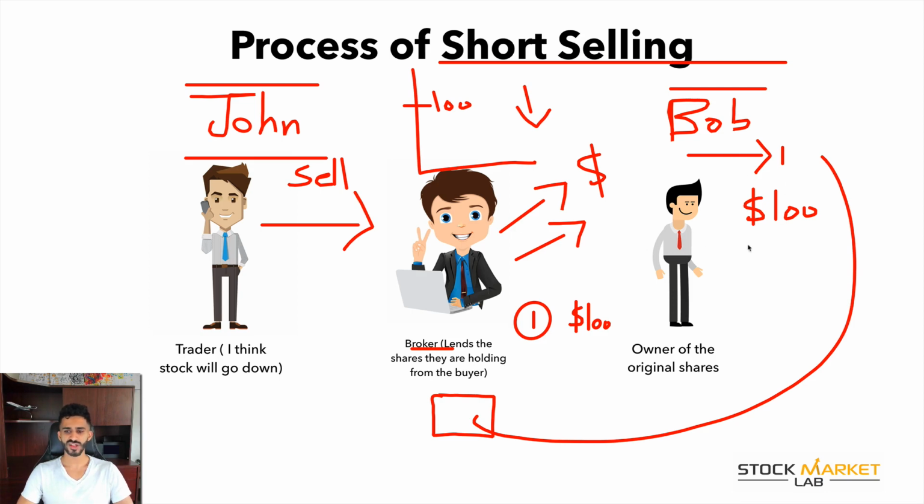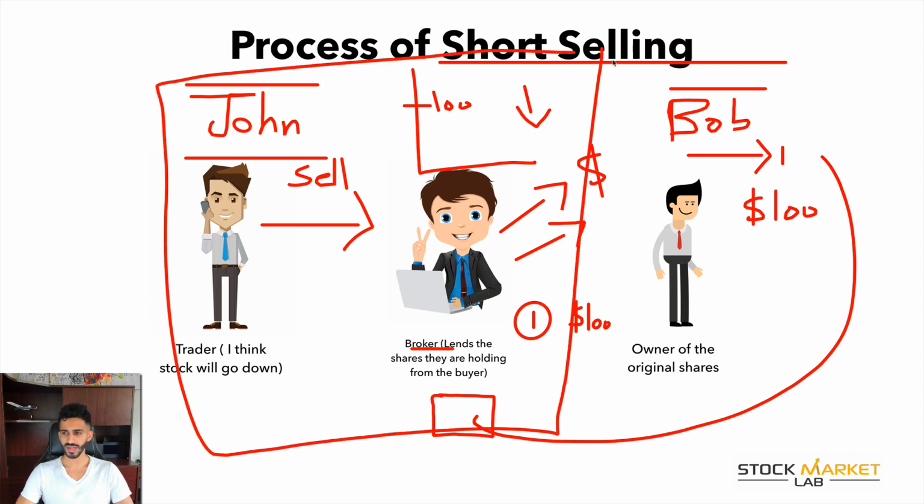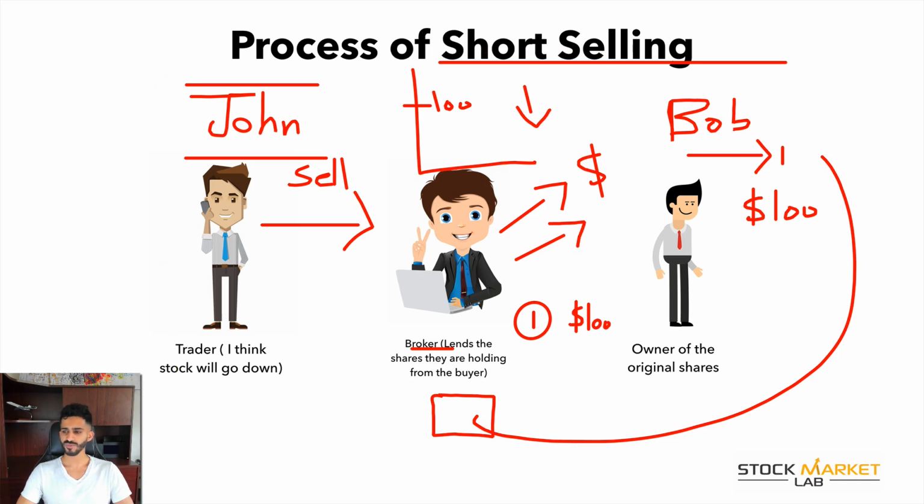Now, Bob obviously doesn't know if his share is being borrowed or not, because at the end of the day, if Bob needs to sell his share right now, the broker will immediately make it available. So Bob has no idea what's going on. Everything that's happening is on this side. Now, at this point, once again, the trader, known as John, requests to sell one share at $100, and the broker listens to it and sells one share at $100.